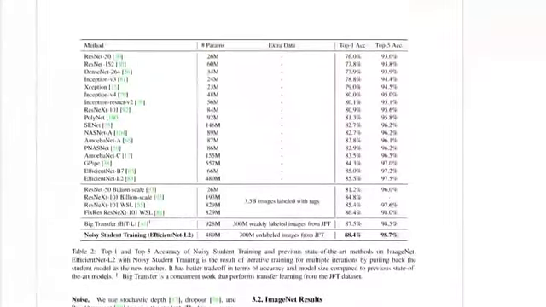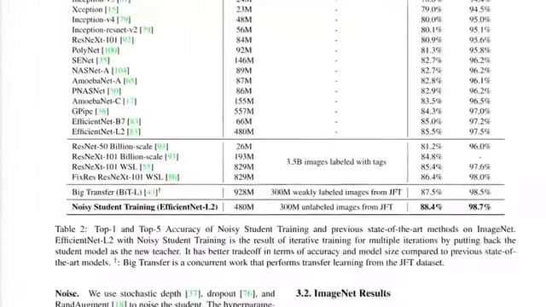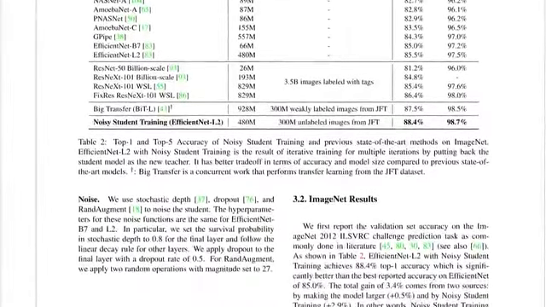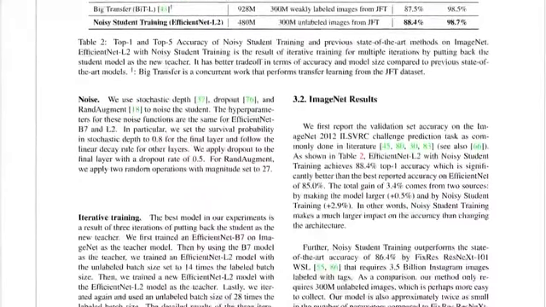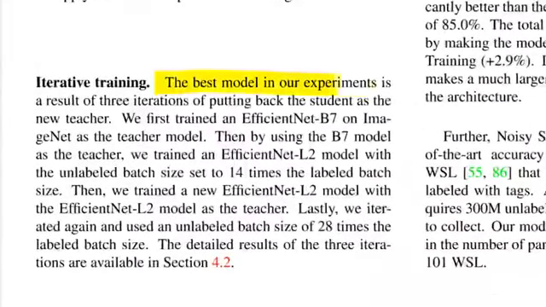Of course, what they do, I think, where is the graphic? What they do is they take an EfficientNet right here, and they first train a smaller EfficientNet, as we said, to be the teacher, and then they train a larger EfficientNet for the student. The best model in our experiments is a result of 3 iterations of putting back the student as a new teacher. We first train an EfficientNet B7 on ImageNet as the teacher model.